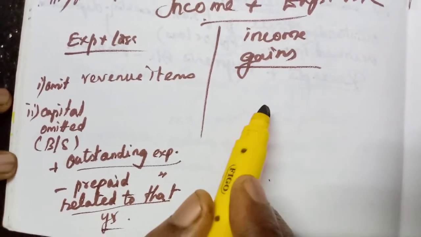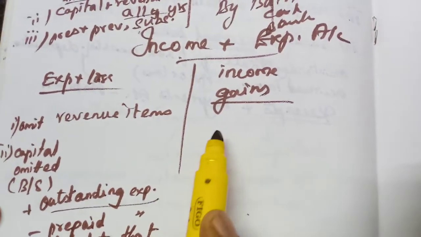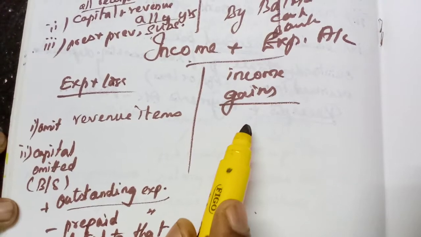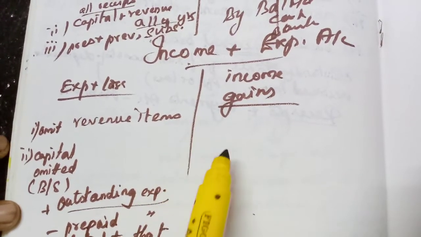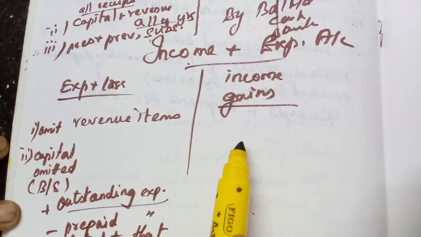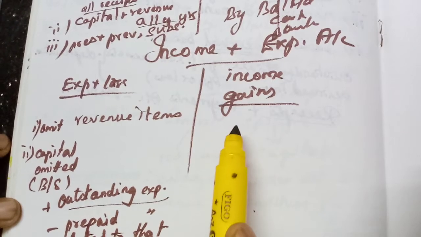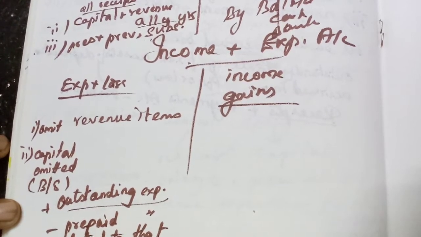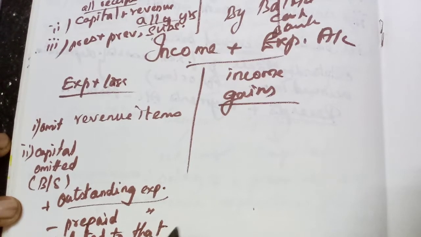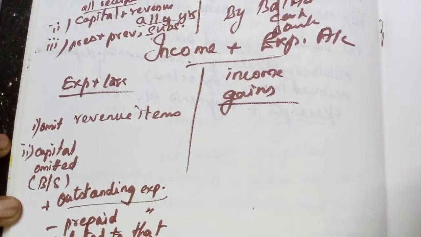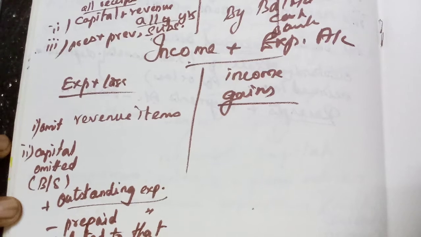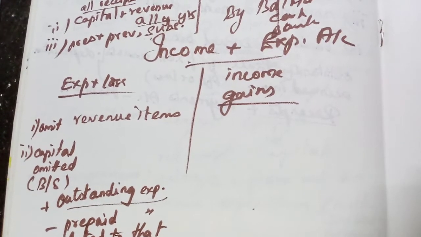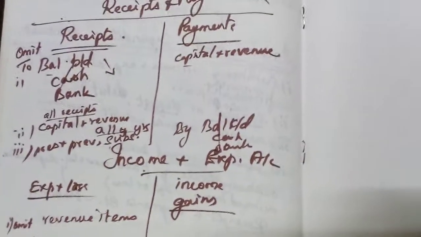In the same way, the income also. Any income accrued but not received related to this year should be included. But if any income that we have received is related to the next year, we must not take that. We have to deduct that particular income. Understood now?